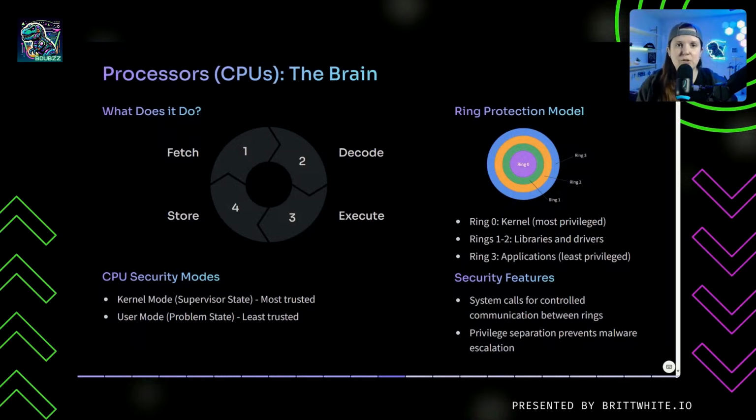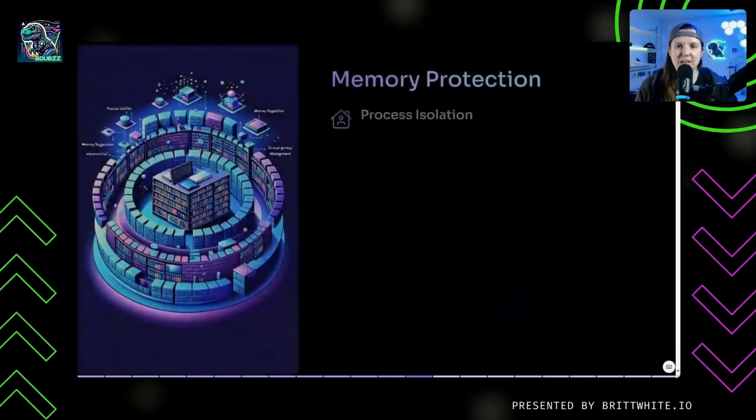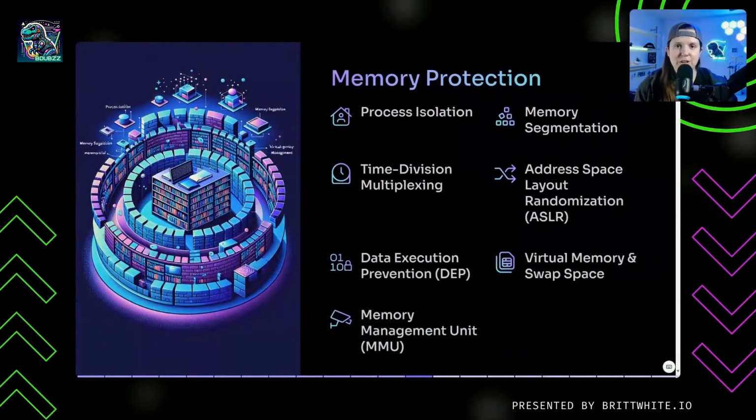This separation is crucial because many cyber attacks specifically target privilege escalation, trying to break out of user mode restrictions to gain kernel-level access. Now let's dive into memory protection, a critical security feature that prevents applications from interfering with each other. Imagine your computer as a busy office building. Without memory protection, it would be chaos. Any program could walk into any other program's office and mess with their files.